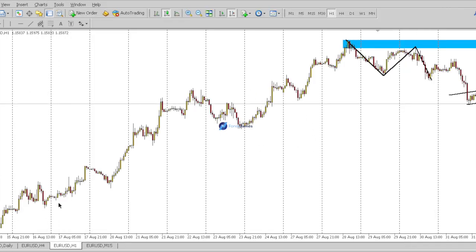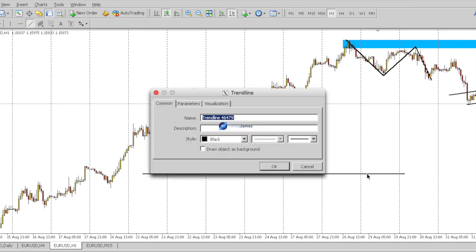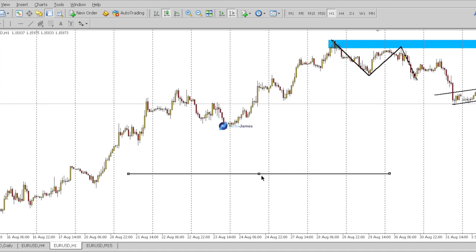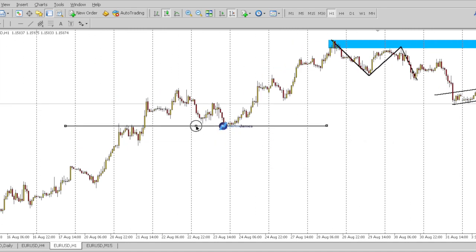Okay, let's analyze this move here. In a confirmed uptrend, we'll be looking for a place to enter into the longs. Okay, this time we'll use a support and resistance level where previous resistance becomes future support.